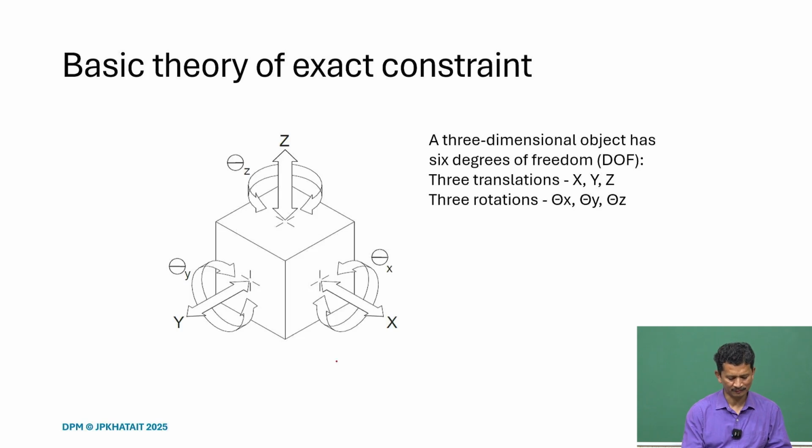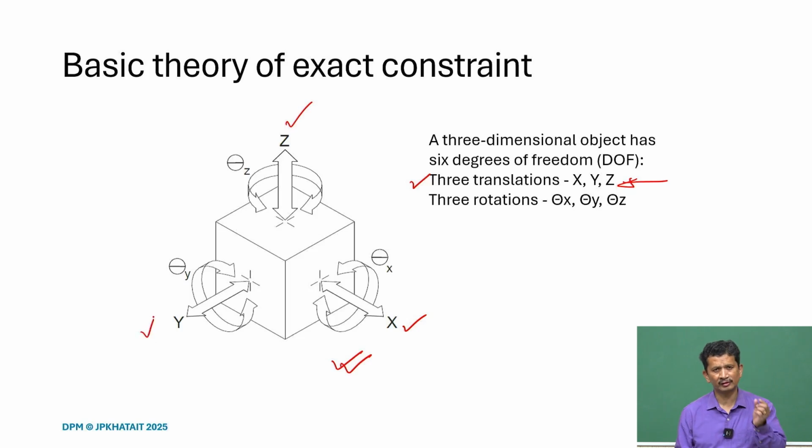So, what you see here is a rigid body in 3D space, and we realize that it has a total of 6 degrees of freedom. So, 3 translations, which are x, y, z motions. It can translate in all the 3 directions x, y and z, and 3 rotations, which are theta x, theta y and theta z. So, these are the total 6 degrees of freedom one rigid body can have in 3D space.